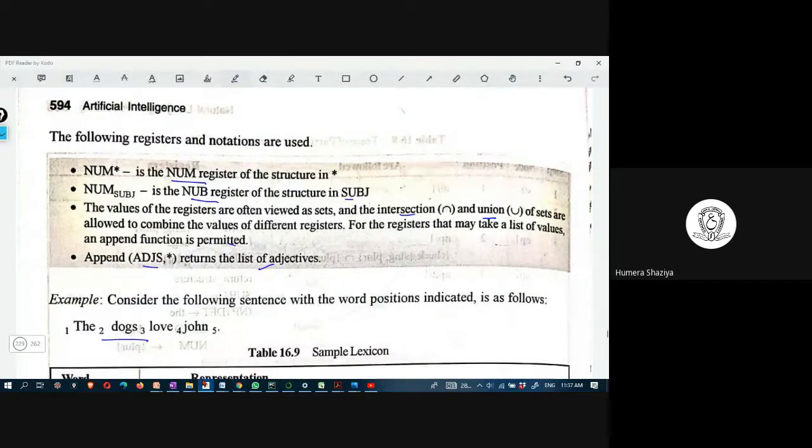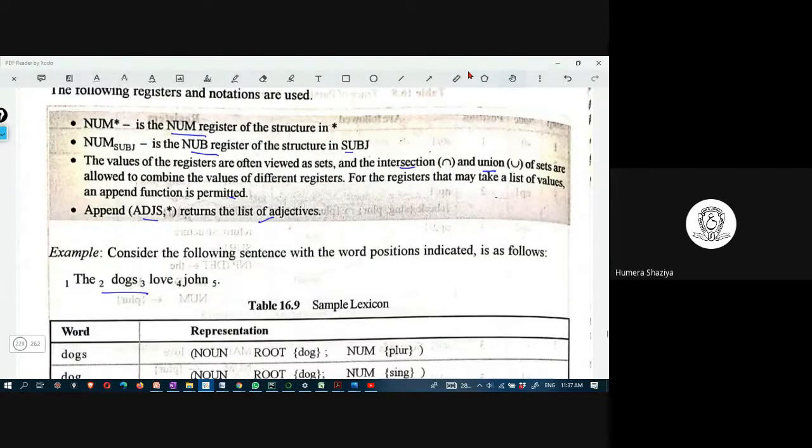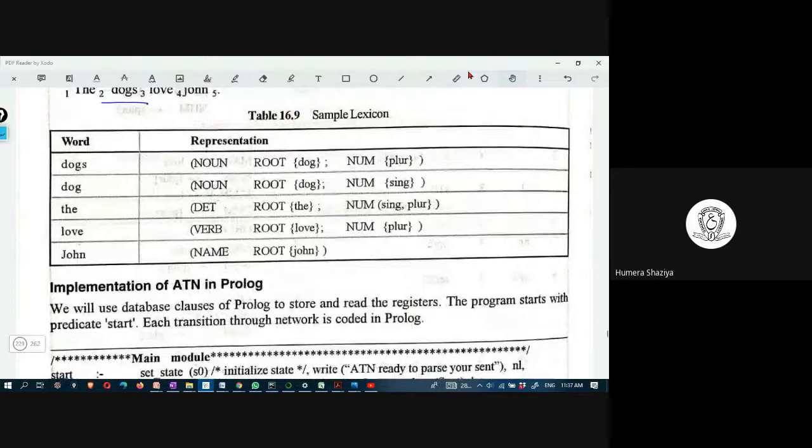Okay, "The dogs love John" is the sentence. Dogs is a noun. The root word of dogs is dog, and it occurs in plural form.